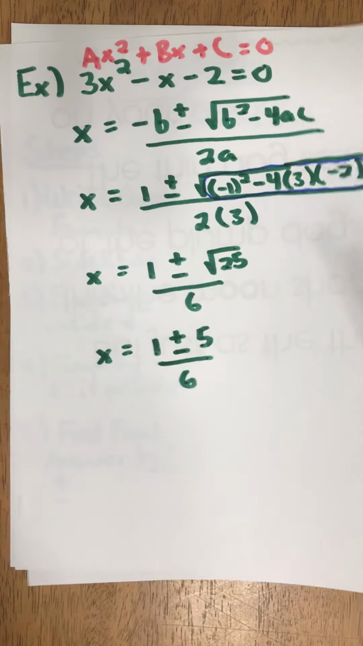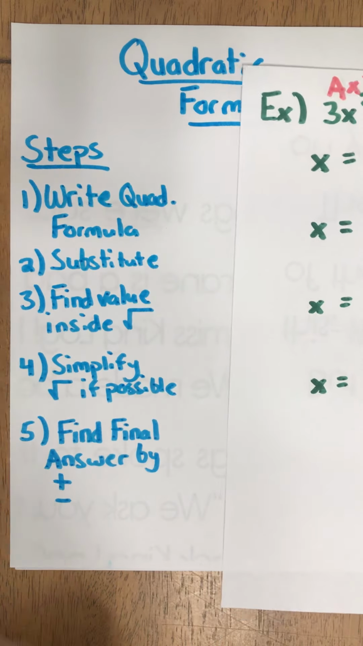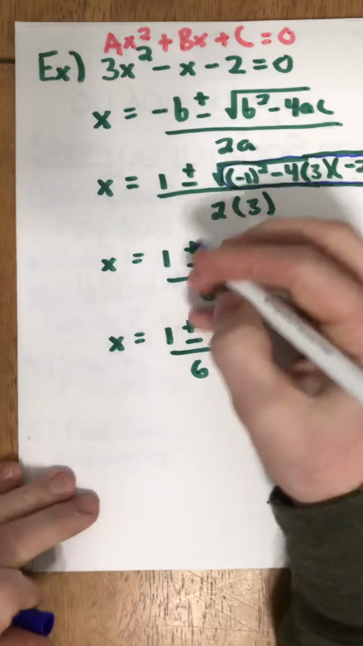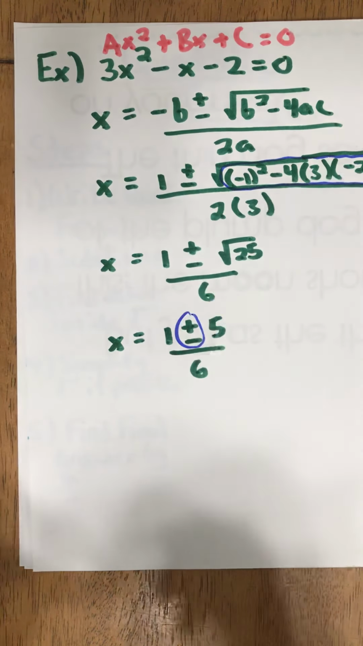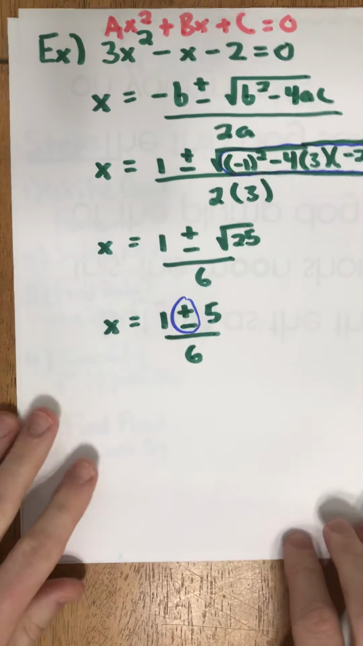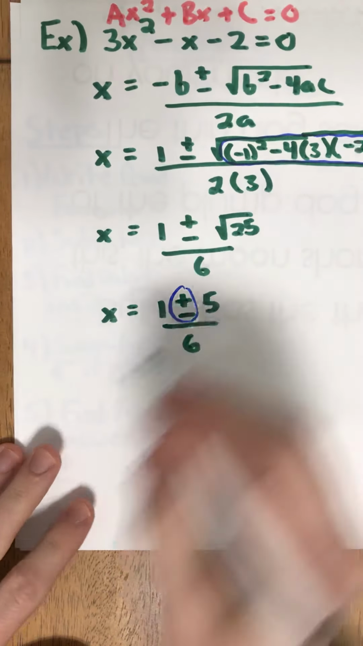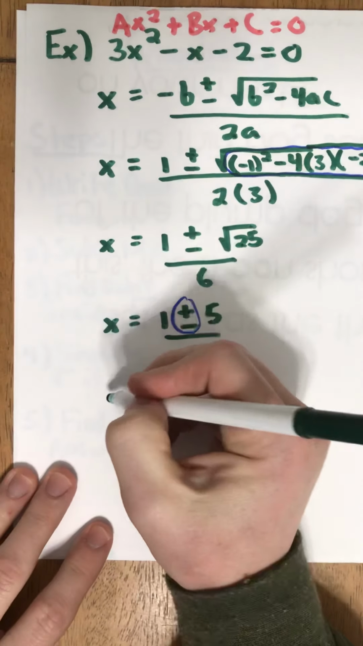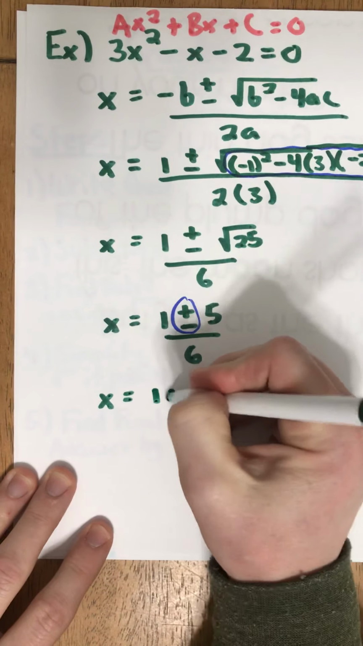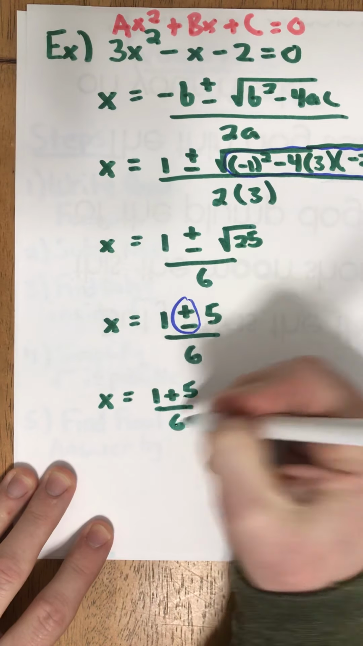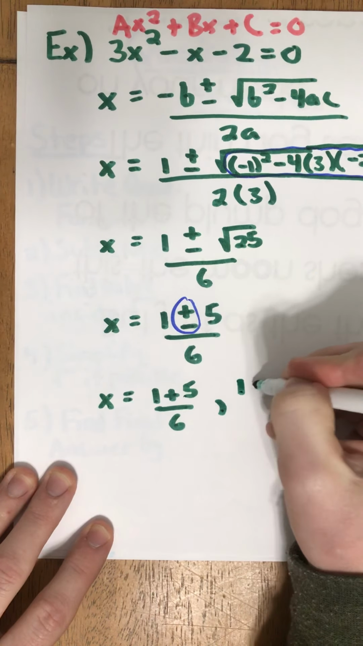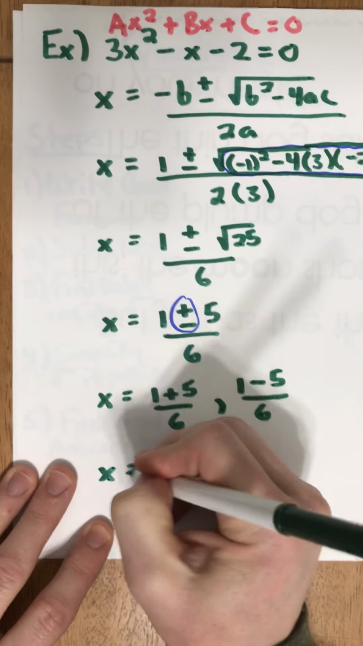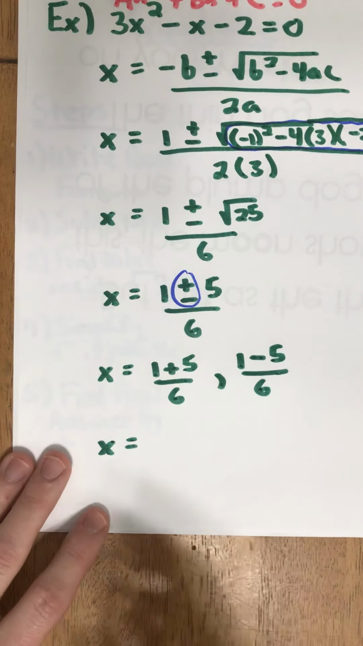All right, now my last step is to find your final answer by adding and subtracting. So notice we've got a plus and a minus here. Essentially what this is saying to do is do this example twice, once with a plus sign and once with a minus sign. So I'm going to be doing x equals 1 plus 5 divided by 6, and I'm going to be doing 1 minus 5 divided by 6. And I'm just going to try and simplify those answers as much as I can.